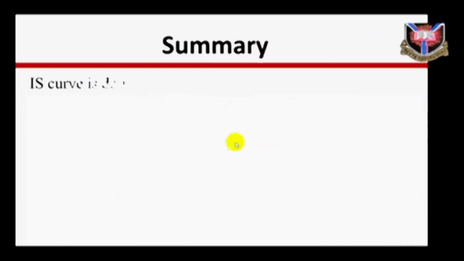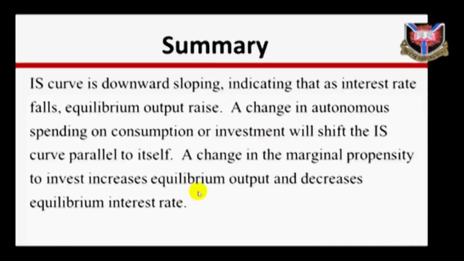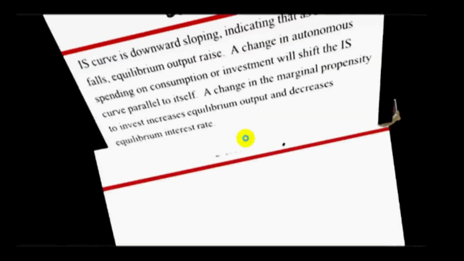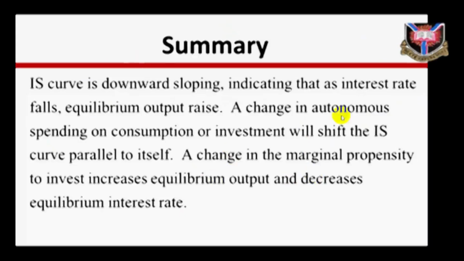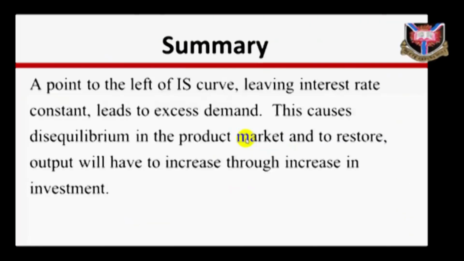Summary. The IS curve is the line connecting all points of interest rate and corresponding income for which the goods market is at equilibrium. The IS curve is downward sloping, indicating that as interest rate falls, equilibrium output rises. A change in autonomous spending on consumption or investment will shift the IS curve parallel to itself. A change in the marginal propensity to invest increases equilibrium output and decreases equilibrium interest rate.